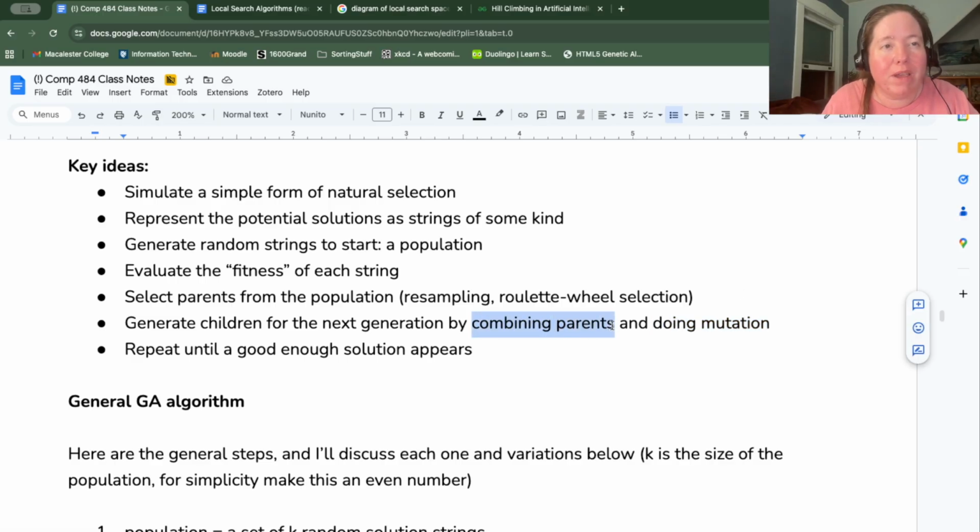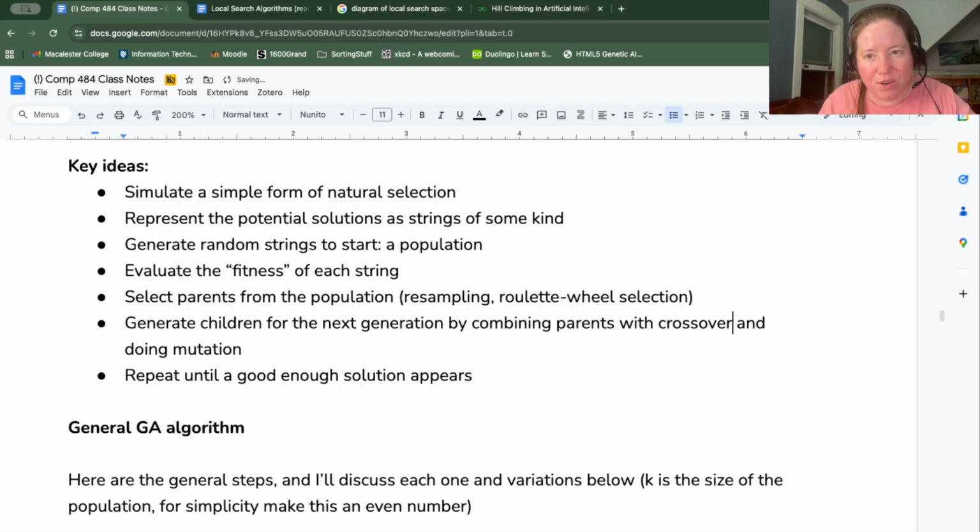But we also add in another mechanism, which is typically called crossover. And crossover does not really have an analog in the other local search algorithms. Crossover is where we take apart the strings that are the parents and we recombine them together. So you have a new child that has a mixture of the values from both of its parents. And we'll talk a little bit more about this later on. But this is a new mechanism. It's not something that we've seen with beam search or any of the other hill climbing algorithms.